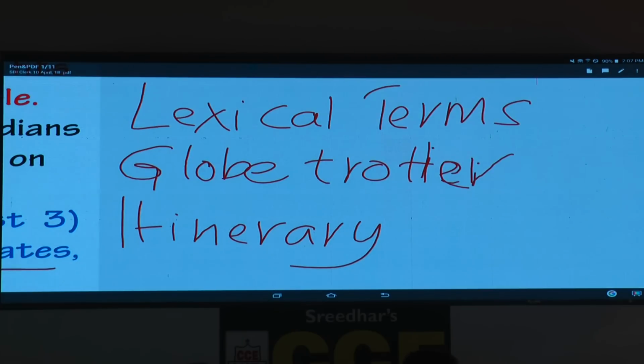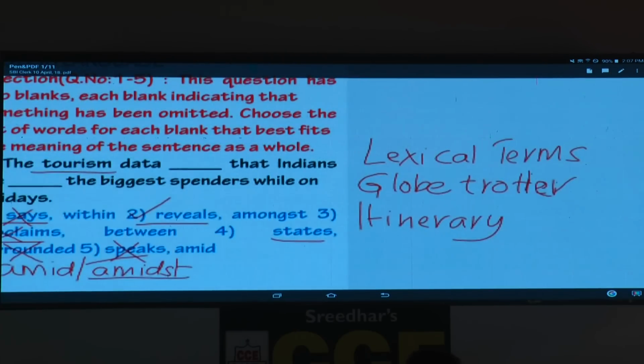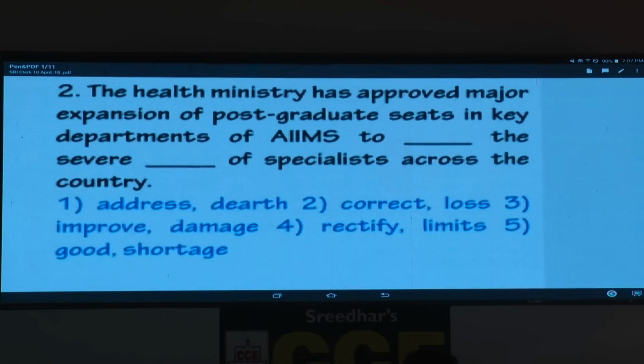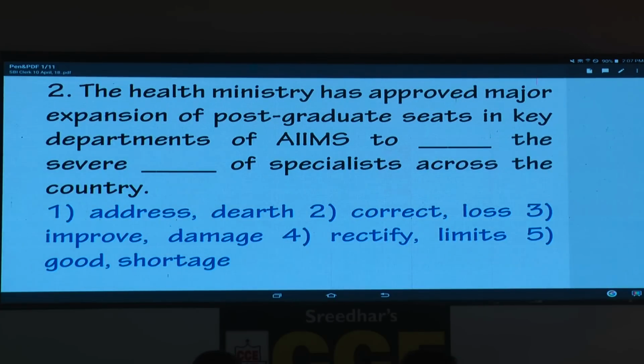So like this, you should always ask yourself, what is the question? What is there to learn from the question? What are the words I can recollect based on the question? So that approach will help you in the long run. Now let us see question number 2.